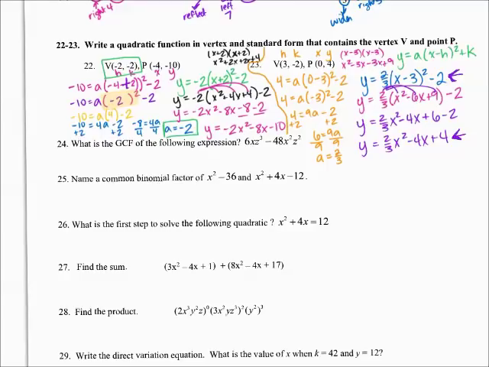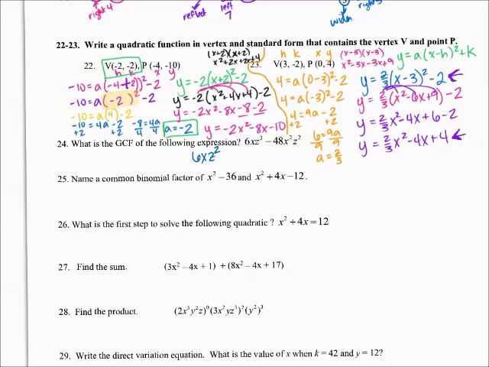Number 24, what is the GCF of the following expression? So between a 6 and a 48, 6 is the highest number that'll go into both of those evenly. They both have an x, and the lowest exponent on that x is a 1. They both have a z, and the lowest exponent is a 2. So the GCF would be 6xz to the second.